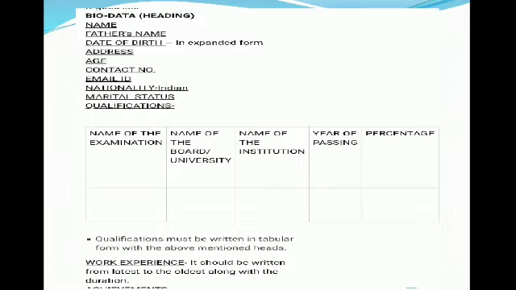Then afterwards percentage should be there. So these are the heads, these are the titles, and under these titles, details should be inserted in tabular form. And year wise, qualification should be mentioned. And then after qualification, the work experience should be noted down. It should be written from the latest to the oldest along with the duration. With this work experience, these things should be mentioned in the biodata.